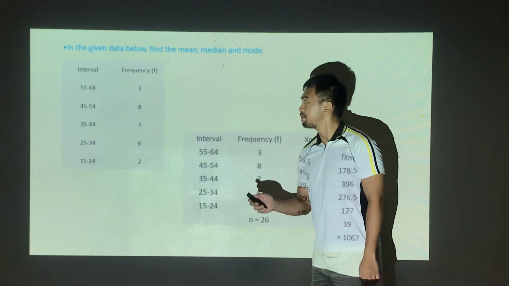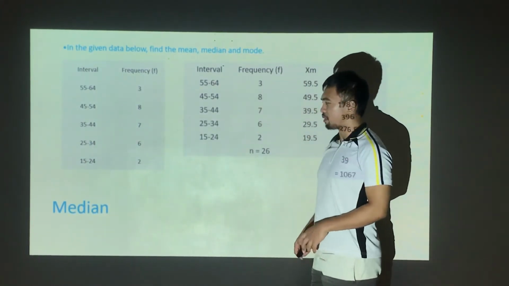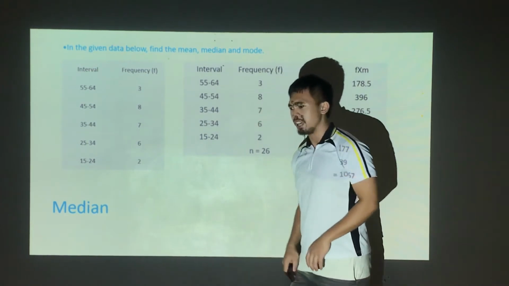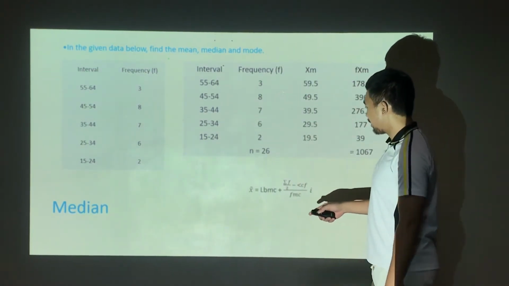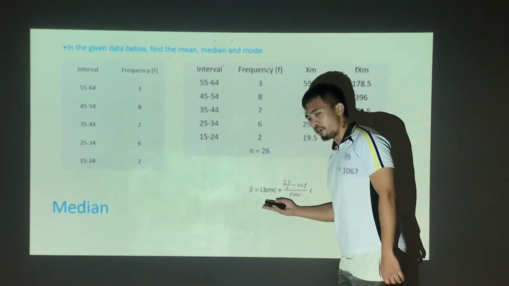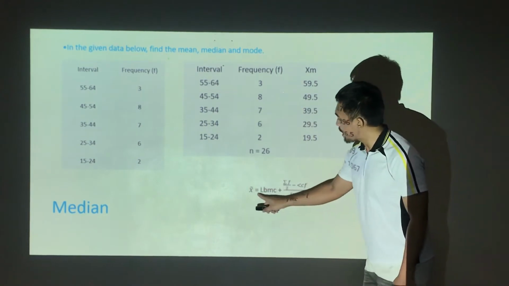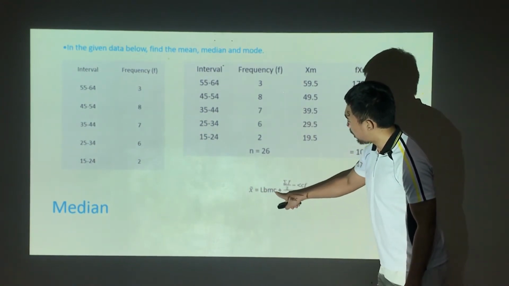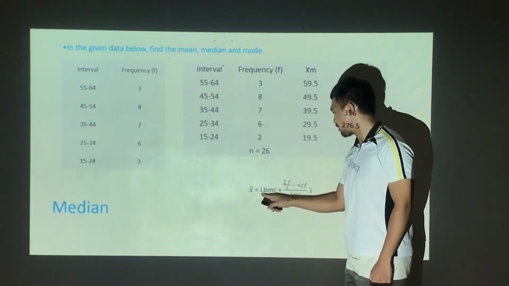Next part, let us solve for the median. Median, of course, from the word itself, is the middle part. So this is the formula or equation on how to solve the median. Median equals LBMC. Sad to say, this should be C. So LBMC.